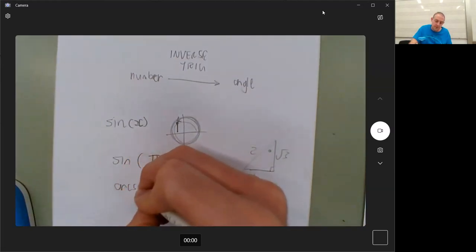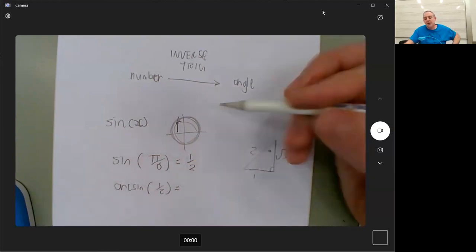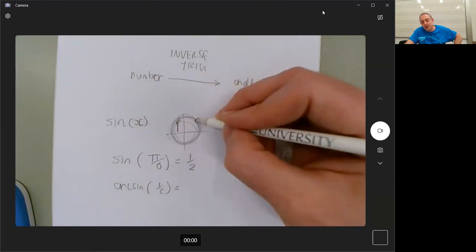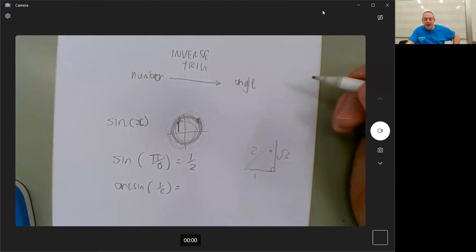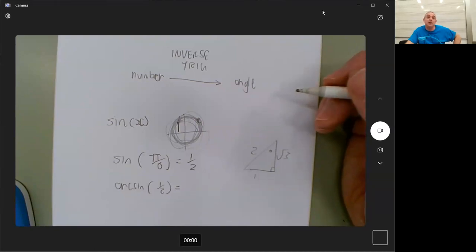So arc sine of a half. That's great, but sine of pi on 6 is a half, but so is sine of this angle and this angle and this angle and this angle and this angle. How does the calculator know which one to give me? Because it can only give me one. And it knows that it always gives me the one that fits inside a right angle triangle.